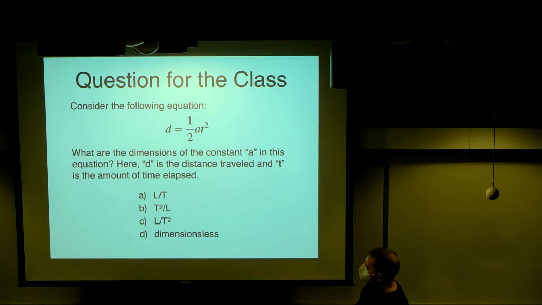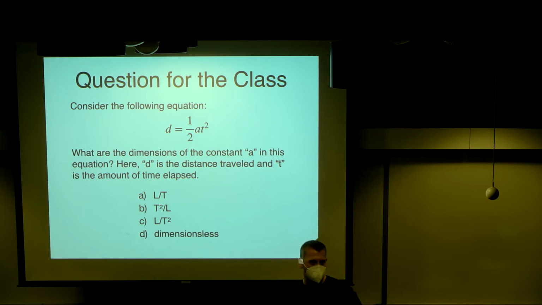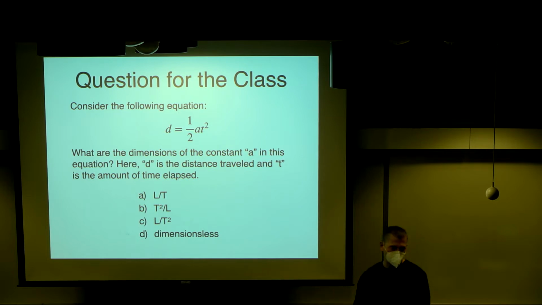We have d is equal to 1/2 times at squared. And here, the variable d represents a distance traveled. t represents an amount of time that has elapsed. And a is some kind of constant that we're not quite sure of. The question here is, what are the dimensions of that constant? So actually for this one, we're just going to go through it together on paper right now, and then I'll ask you another one where I'll let you guys try it out, okay? So there's the equation. We know what d is, we know what t is, and we're going to try to figure out what type of quantity a is. What dimensions does it have? Okay?